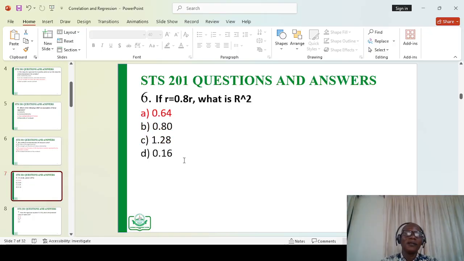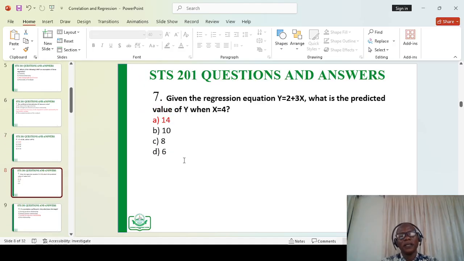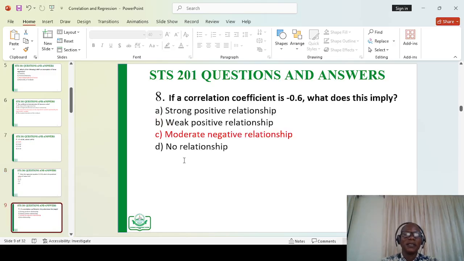If the correlation coefficient R is equal to 0.8, what is R squared? So 0.8 times 0.8, that is 0.64. So A is the correct answer. Given the regression equation y equals 2 plus 3x, what is the predicted value of y when x equals 4? Just substitute for x. 3 times 4, 12, plus 2, that's 14. So A is the correct answer.